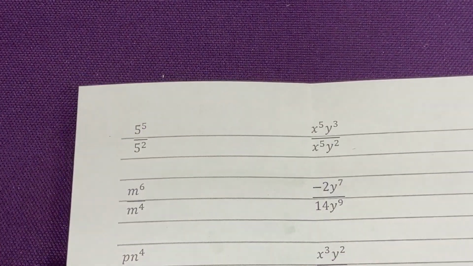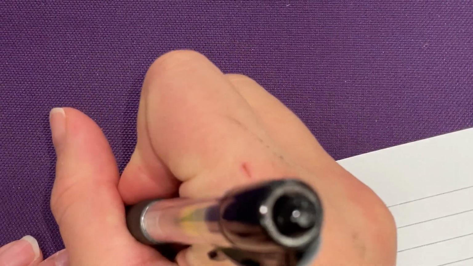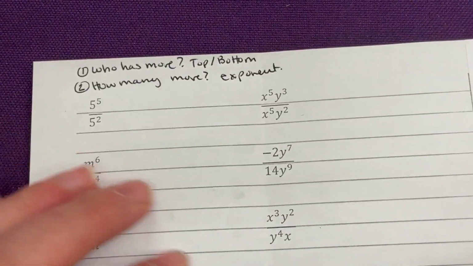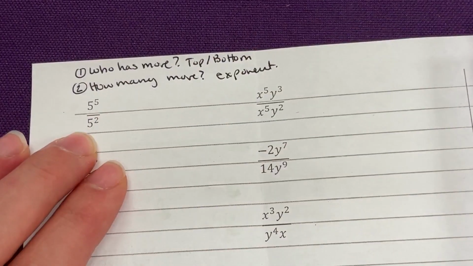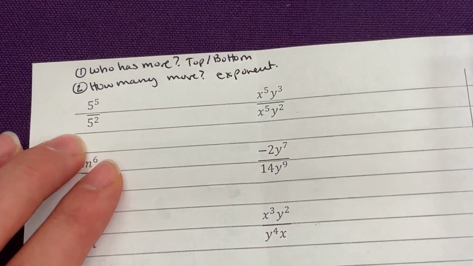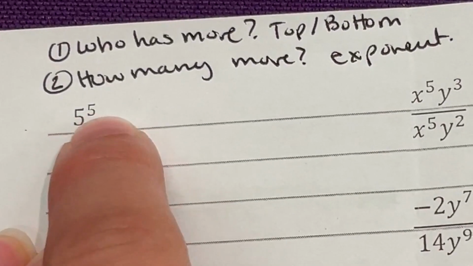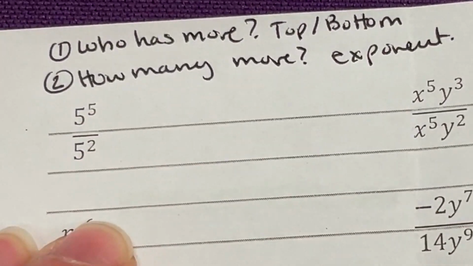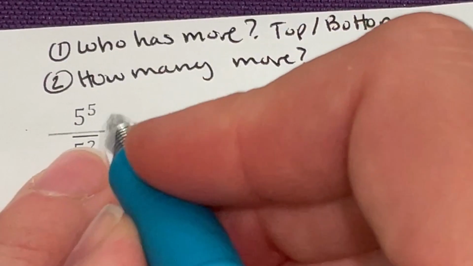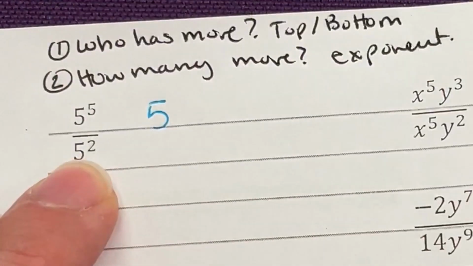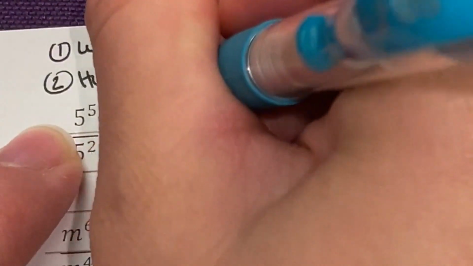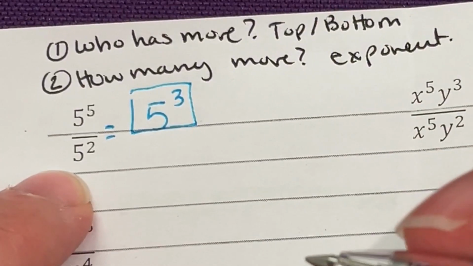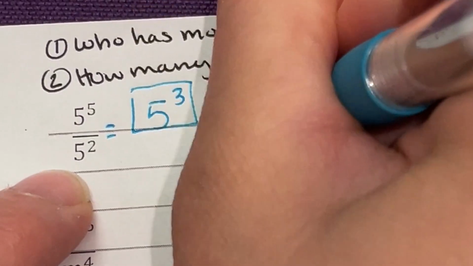So again, I'm going to ask myself the same 2 questions. All right, so who's got more, top or bottom? How many more? That's your exponent. So looking at this, we have 5 to the 5th over 5 to the 2nd. 5 to the 5th has more, so my base is going to be on top. Okay. It's got 3 more, so my exponent's 3. And since it's the top of a fraction, you don't need to write anything else. And then I use my calculator. 5 to the 3rd is 125.